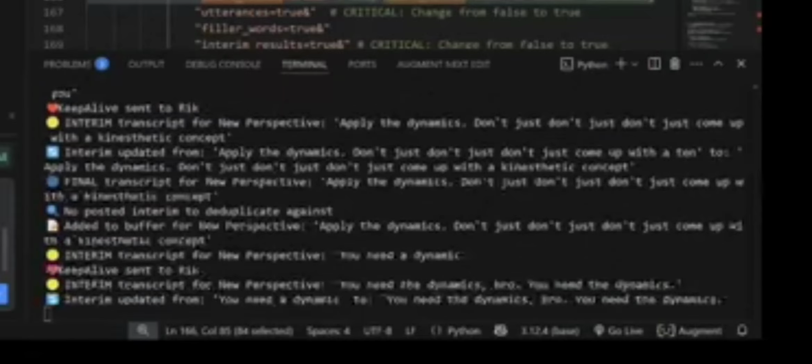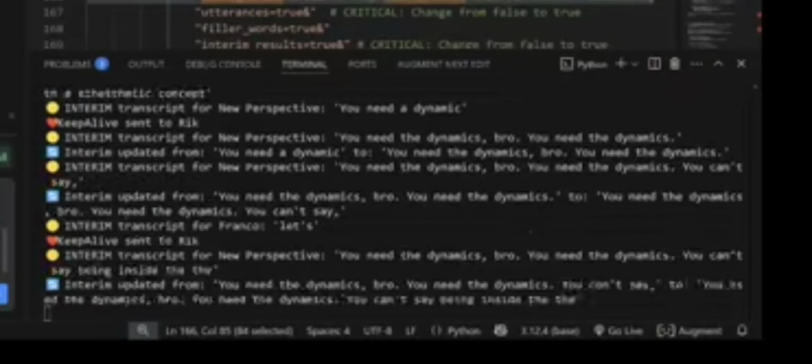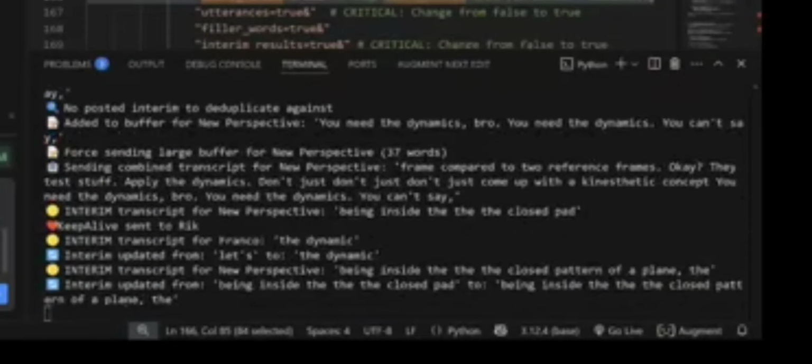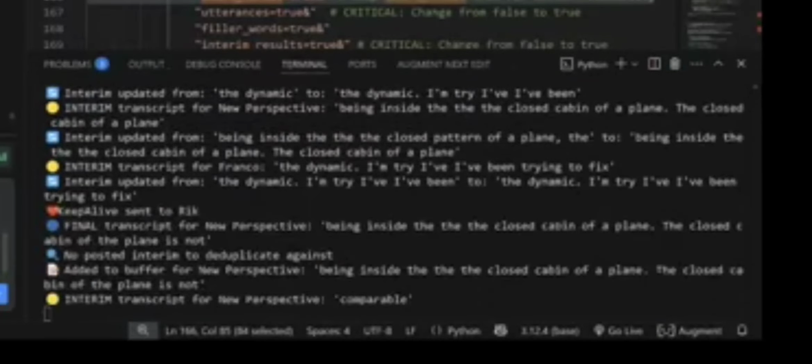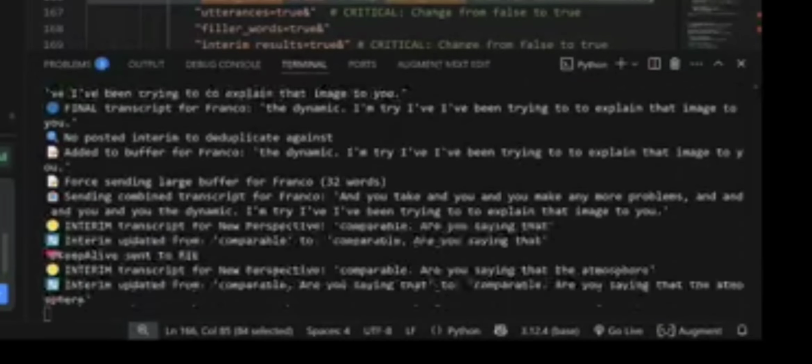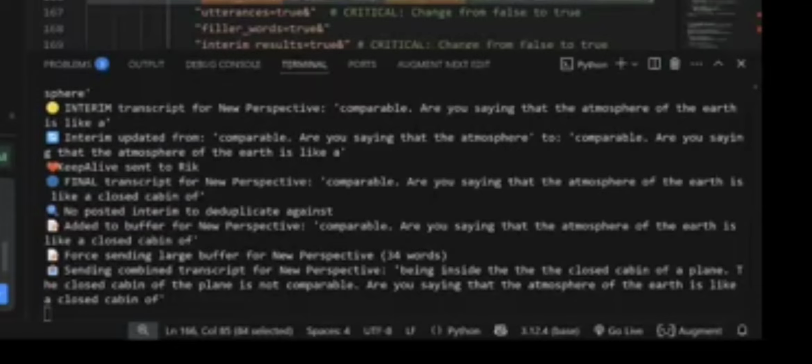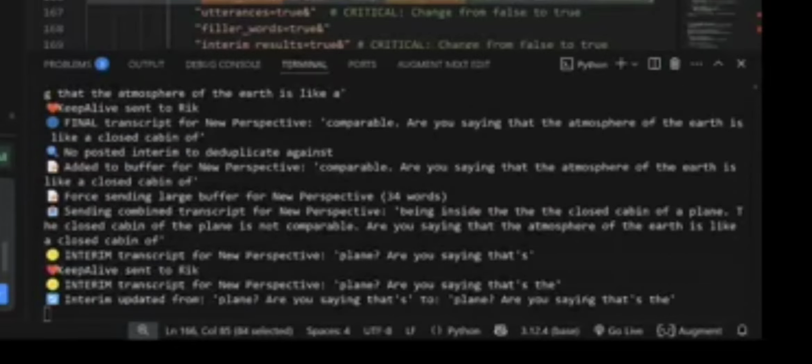You can't say that being inside the closed cabin of a plane is comparable. Have you tried to explain that dynamic to you? Are you saying that the atmosphere of the Earth is like the closed cabin of a plane? Are you saying that's the correlation you're trying to make? Yes. Are you trying to make that correlation?